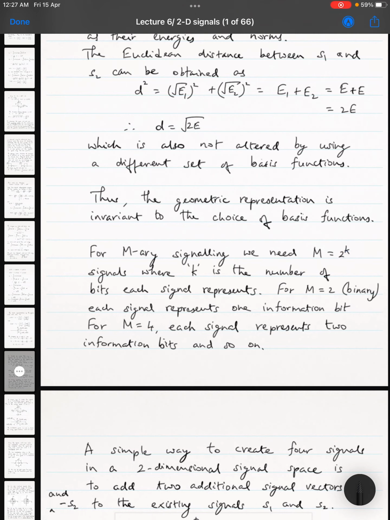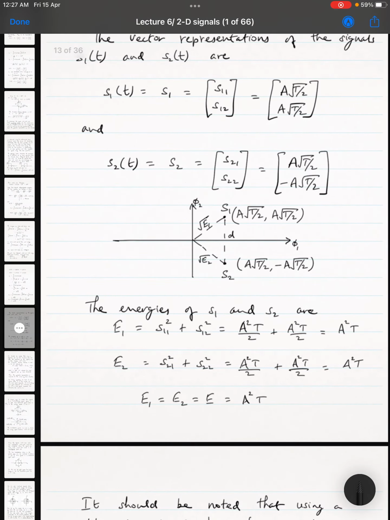So if each signal represents 2 bits, then we have 2 power 2, that is 4 different signals, because with 2 bits we can have 4 combinations, which are 00, 01, 10, 11, and for each combination we need a separate signal to represent it. So there should be 4 different signals for this particular case. Similarly, if we have 3 bits, that is k equal to 3, we will have 8 different combinations, and that means we need 8 different signals to represent each of those combinations. Okay, so let's see how we can construct M-ary signals using just 2 basis functions. We have already seen how to have 2 signals with 2 basis functions.